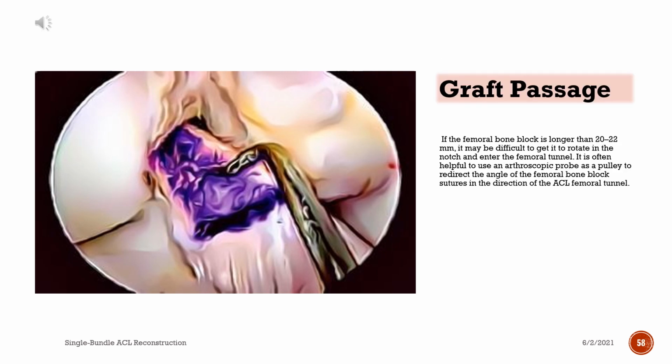Graft passage. If the femoral bone block is longer than 20 to 22 mm, it may be difficult to get it to rotate in the notch and enter the femoral tunnel. It is often helpful to use an arthroscopic probe as a pulley to redirect the angle of the femoral bone block sutures in the direction of the ACL femoral tunnel.